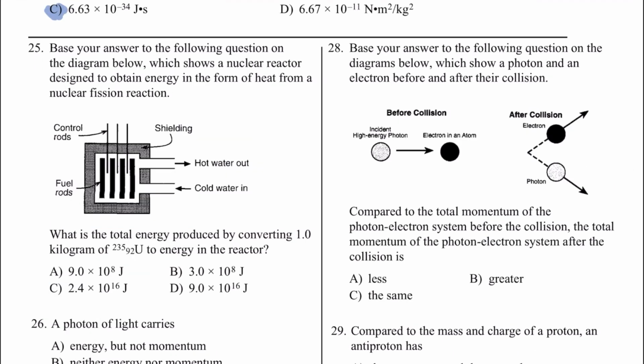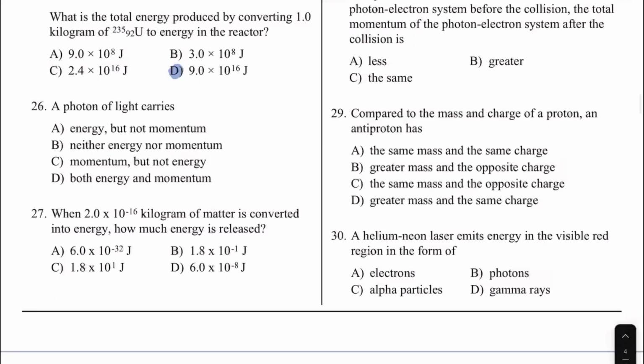25. Base your answer to the following question on the diagram below, which shows a nuclear reactor designed to obtain energy in the form of heat from a nuclear fission reaction. What is the total energy produced by converting 1 kilogram of uranium to energy in the reactor? So this question is super easy. It looks harder than it is. It's just asking us for energy and it gives us mass. So obviously we should just put it into the equation, E equals mc squared. So E equals 1 kilogram times 3 times 10 to the 8th squared. Solve for that and you're going to get 9 times 10 to the 16th.